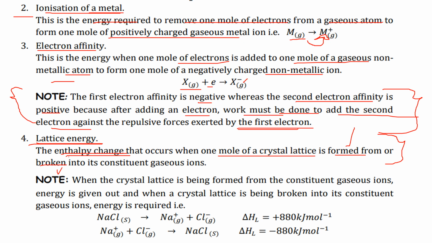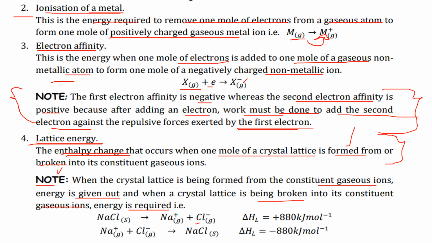You can either define it in terms of formation, where energy is going to be released, or in terms of bond breaking, where energy is going to be required. Therefore, there are two definitions of lattice energy. So we note here that when the crystal lattice is being formed from the constituent gaseous ions, energy is going to be given out, and when the crystal lattice is being broken into its constituent gaseous ions, energy is going to be required.